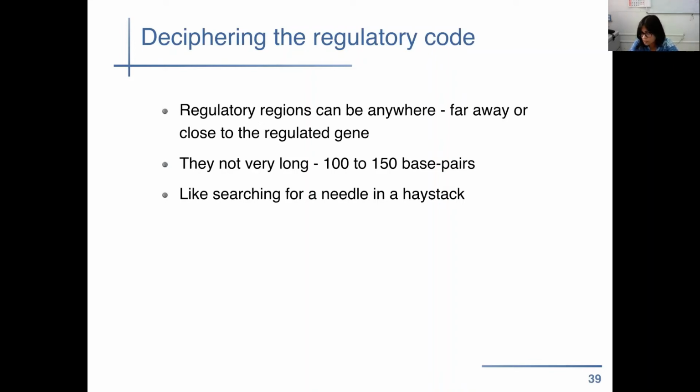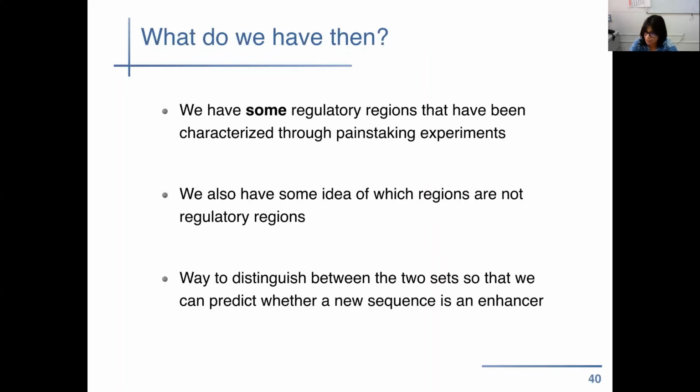But what do we know? We know a little bit. First of all, before the human genome was sequenced, we had biologists and cardiologists very interested in the heart. They had painstakingly identified regions, enhancers, that were critical for expression in the heart. Similarly, we had regions which are not. So we had a positive set and a negative set. This is our data.